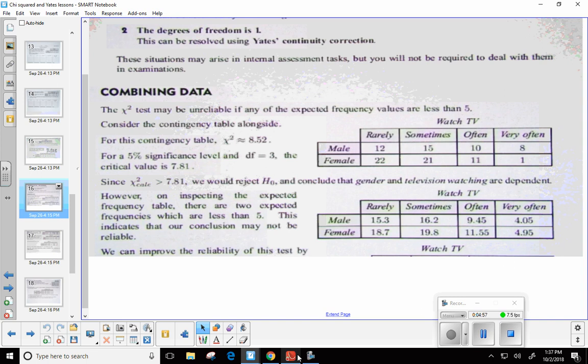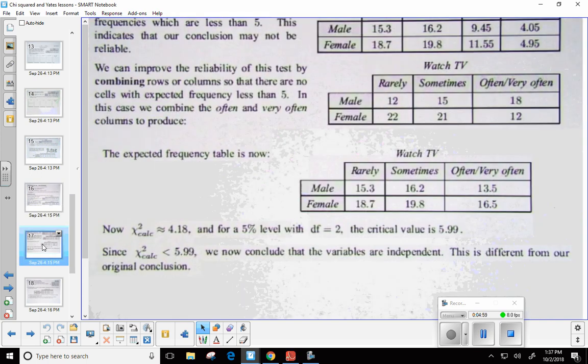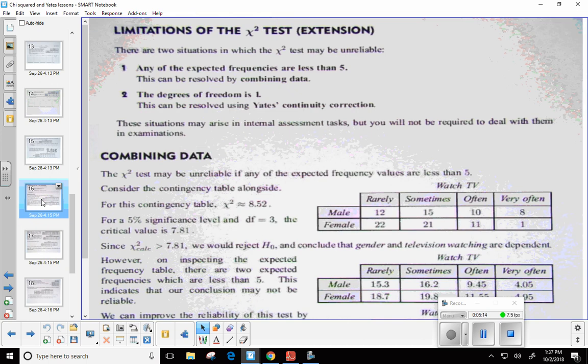Okay, now we can improve the reliability of this test by combining rows or columns so that there are no cells with expected frequency less than 5. In this case, we combined the often and the very often columns to produce this. And it really makes a lot of sense, because if you're looking at this, how would you really distinguish often from very often? I mean, the person themselves might have some kind of idea, but anybody reading it without any kind of explanation would just think, well, those two are very much related, right?